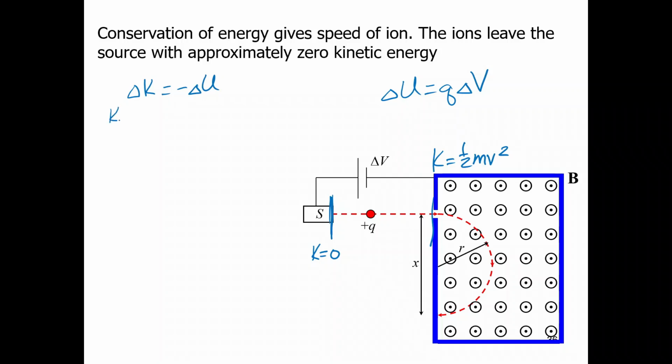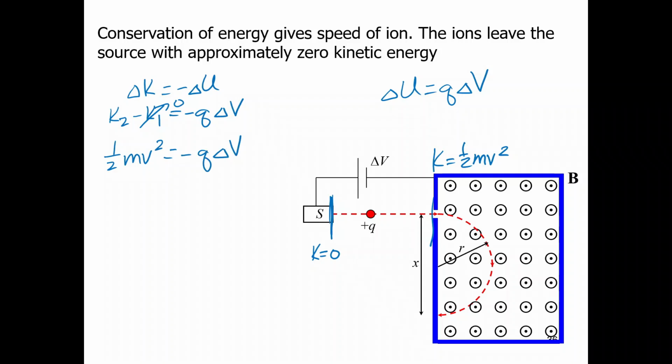Delta K is going to be K2 minus K1, and delta U is going to be Q times delta V. My initial kinetic energy is 0, and my K2 is going to be 1/2 mv squared, and that's going to equal negative Q times delta V. Now that delta V is known. It was one of the values they gave us in the problem.